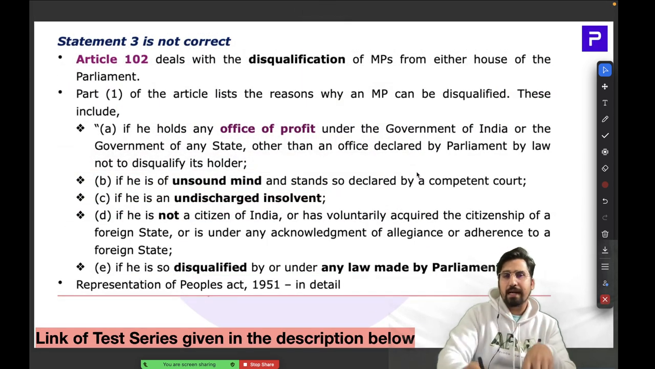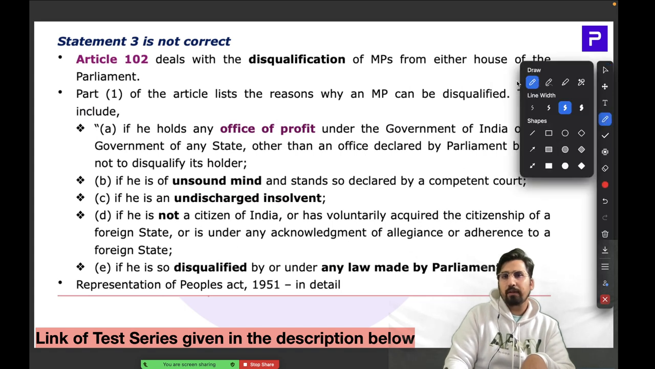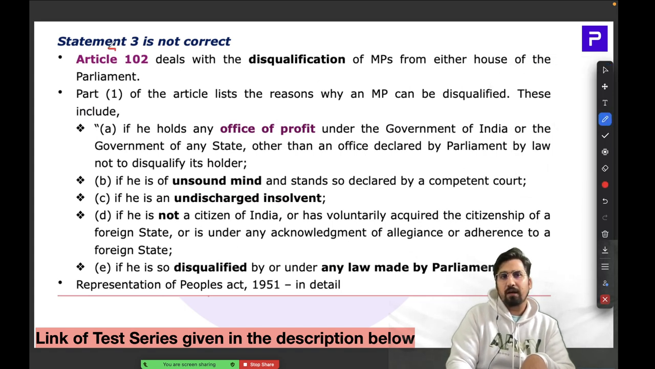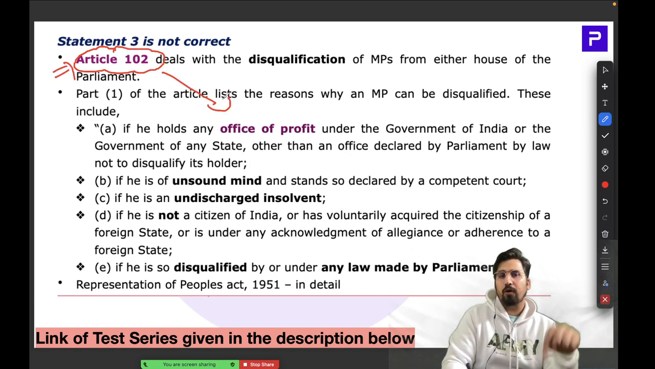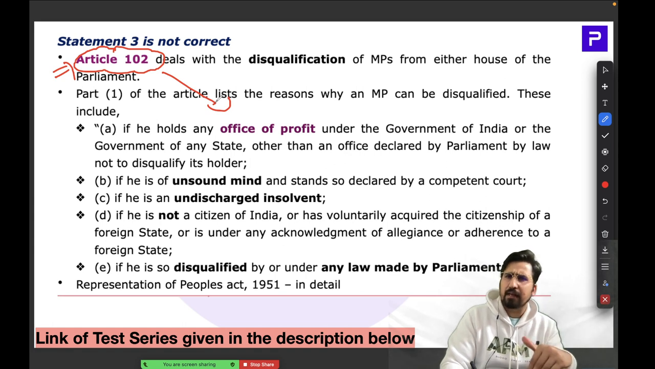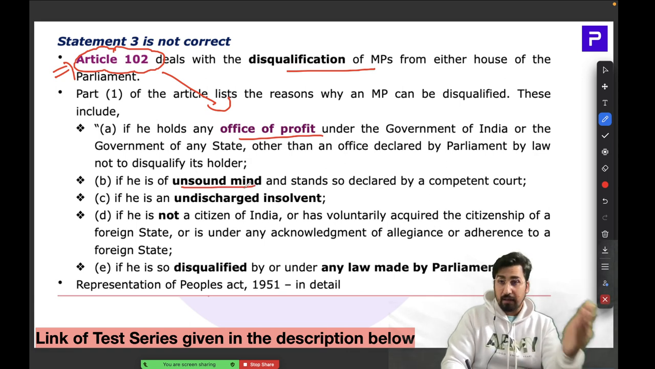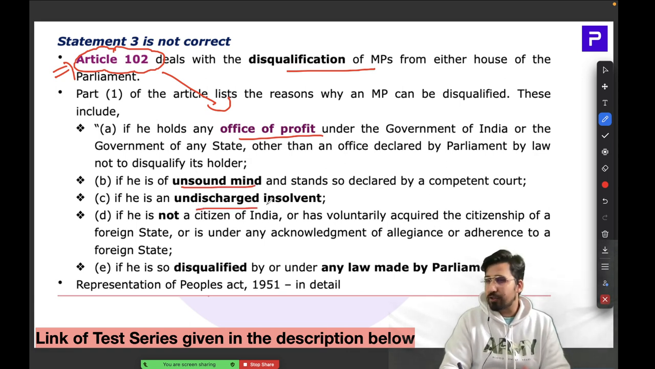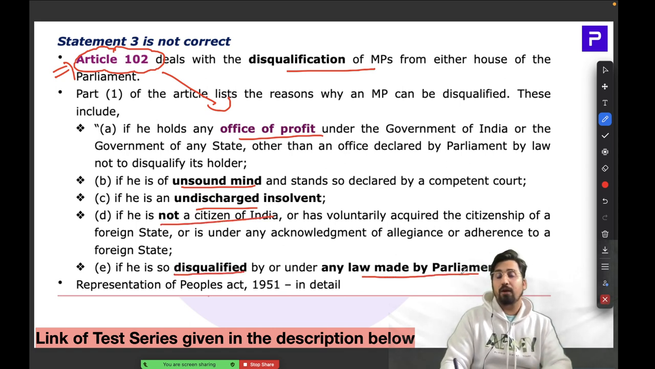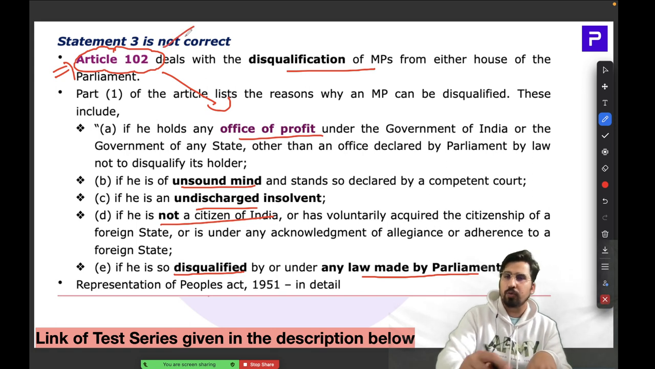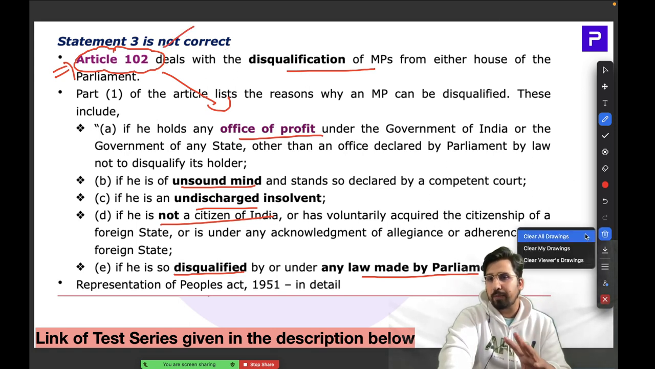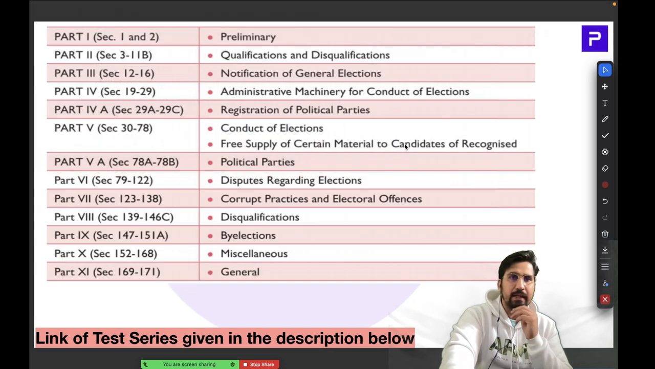Look at this one. It is under Article 102, the Office of Profit case and all. It is not in the Representation of the People Act. Article 102 talks about the Office of Profit. And there are other conditions for the disqualification also. Other than Office of Profit under 102, a person can be disqualified if he is of unsound mind, an undischarged insolvent, not a citizen of India, or if he is disqualified under any law made by the Parliament, then under 102, that person, the MP, is going to be disqualified. Those provisions are already there.